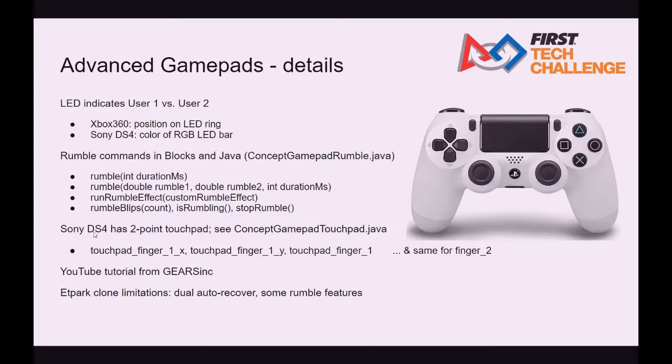Next, the Sony DS4 has a touchpad, which is the dark rectangle shown in the image. It can accommodate up to 2 fingers, and there is a sample op mode for Java users. These first 2 variables capture the X and Y coordinates of finger 1. And the third variable is a Boolean to indicate whether finger 1 is currently touching. Finger 2 has the same 3 variables available. I look forward to seeing how teams will use this feature in FTC.